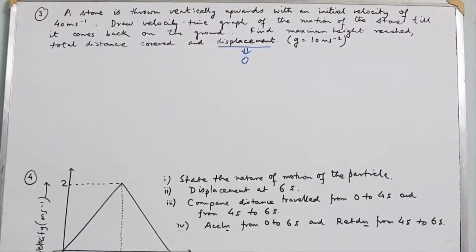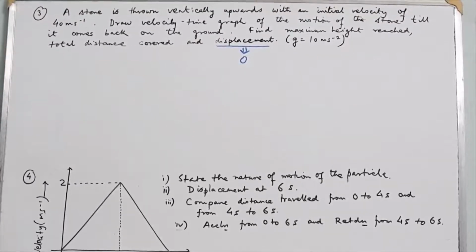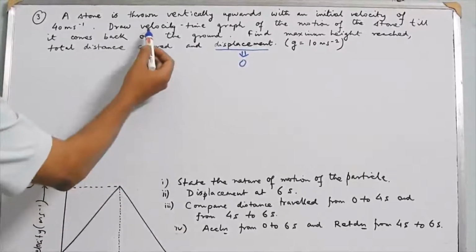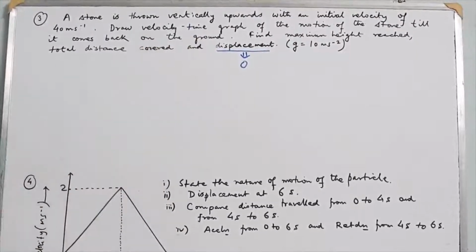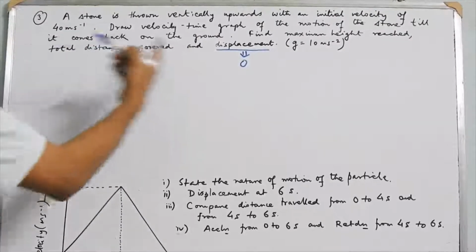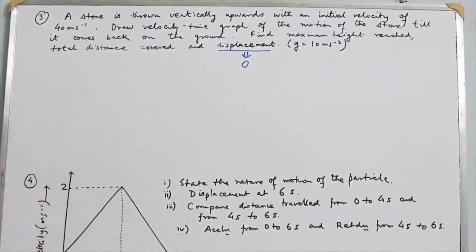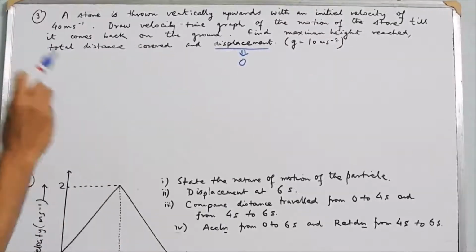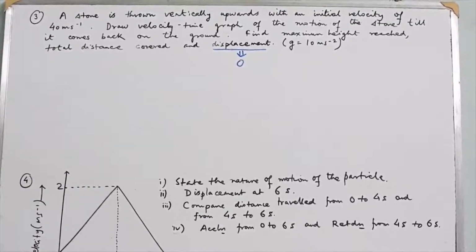So the velocity becomes 0, and we have to then find the time after which the velocity becomes 0, because that is required in the velocity time graph. So we have to plot time and the corresponding velocities. So it is required to find the particular moment at which the velocity becomes 0.